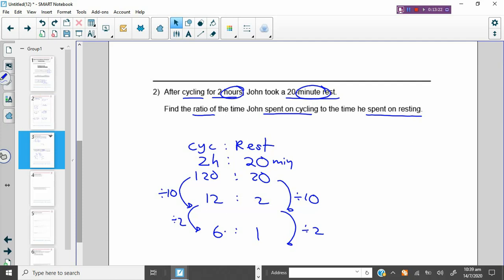No, it doesn't mean that. It means that he cycled for 6 units of time, and John took 1 unit of time to rest. So now the ratio becomes units already, right? So it's like a representation.